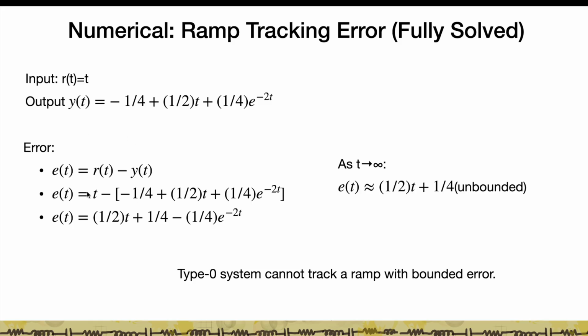So here you can look at the error rate of the ramp, and you see that as t tends to infinity, the error also grows unbounded. So a type 0 system cannot track a ramp with a bounded error. Right? As time grows, this exponential term dies out in this expression, but the error grows without a bound. Now, this is a foundational concept for control and tracking. Without sufficient low frequency authority, ramps create ever-growing error.